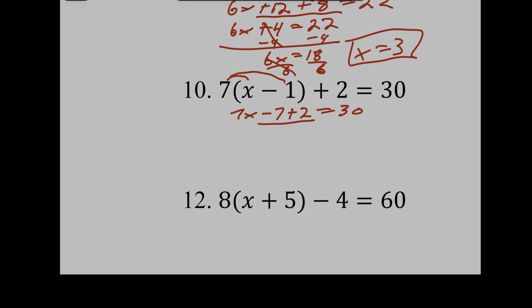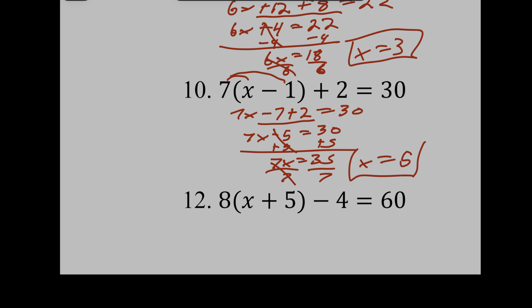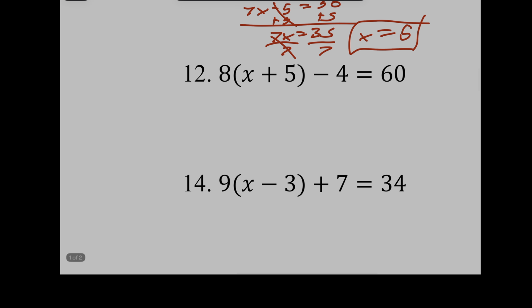Now I have some like terms here. So I'm going to have 7x, signs are different, subtract, keep the sign of the bigger number, and that's going to equal 30. Now I want to move the 5 over so I have all my numbers on the right. So I'm going to add 5 to both sides. Boom, die. 7x equals 35. Now I just divide by the 7. Okay, and I get x equals 5.